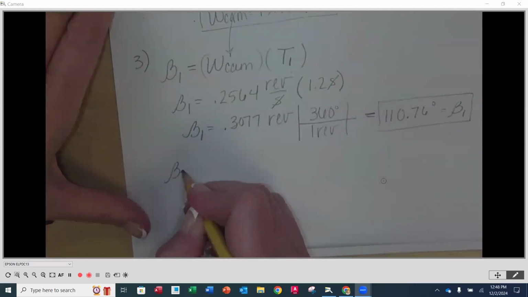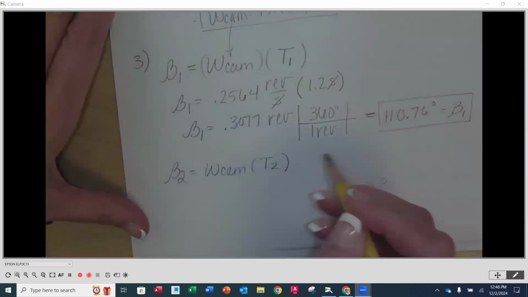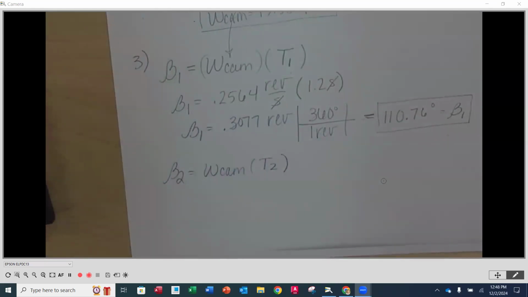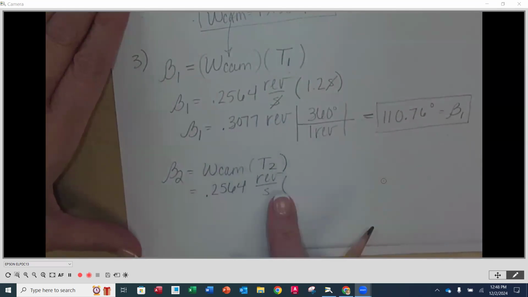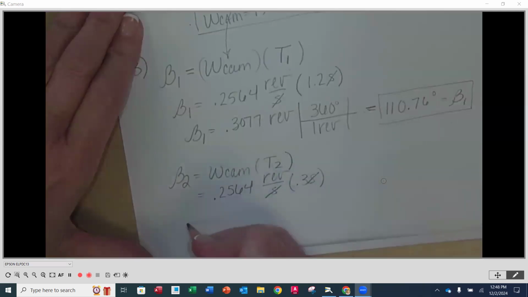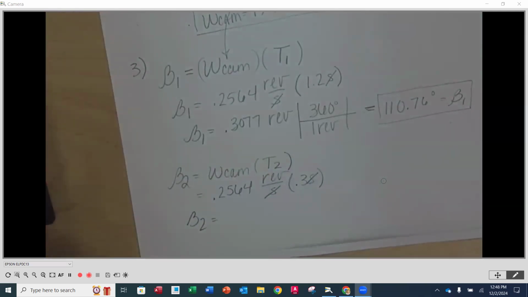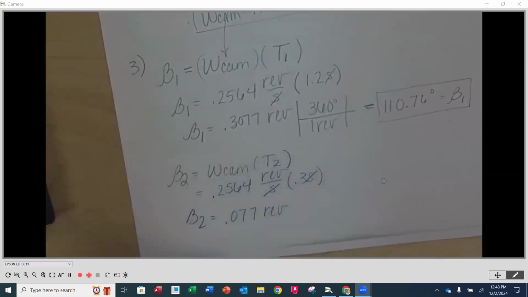Okay. Beta 2 is going to be the same equation, but this time we're going to do T2. All right. So beta 2 is going to be 0.2564 revolutions per second times, this time, our T2 is going to be 0.3 seconds. Seconds cancel, and our beta 2 should come up with 0.077 revolutions.